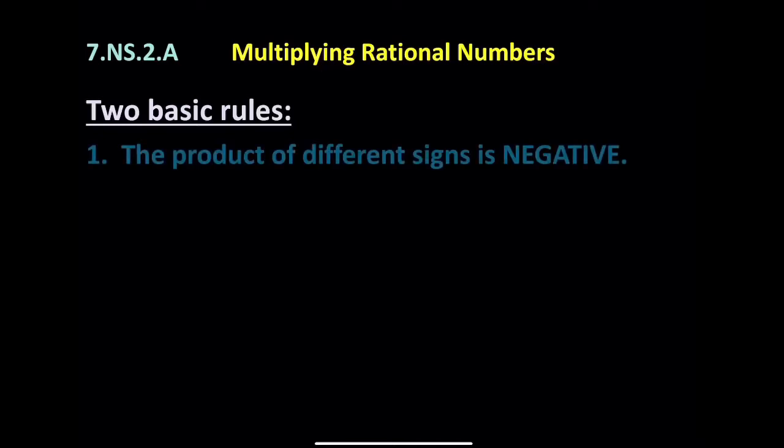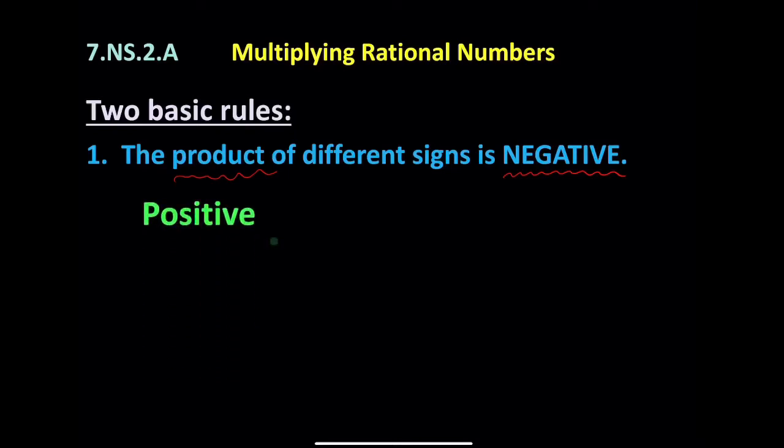The first rule is this. The product just means the answer to a multiplication problem. The product of different signs, when you multiply two signed values with different signs, the answer is always going to be negative. It doesn't matter how big or how small the numbers are. Everything you know about adding and subtracting numbers does not apply to multiplying or dividing with signed numbers. The product of multiplying different signs is always going to be negative.